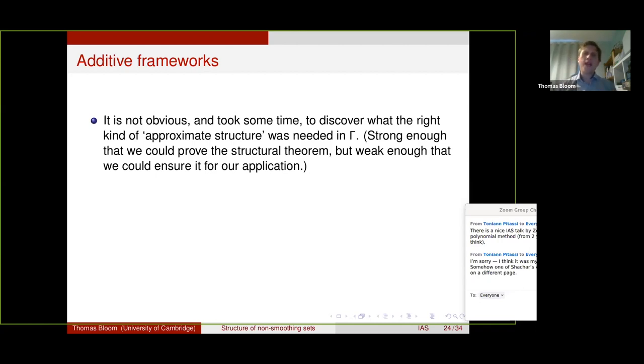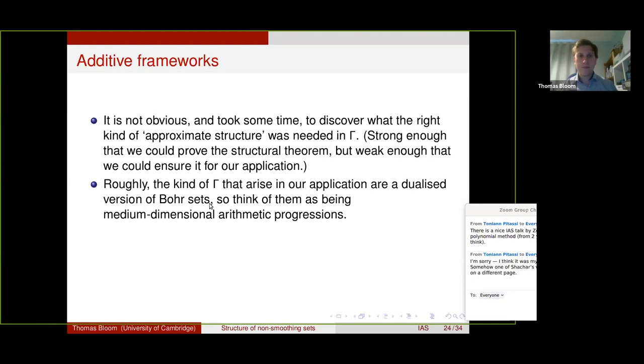And in particular, we needed something which was strong enough that we could actually use it to prove the structural theorem, but weak enough that we can ensure it for our application, right? So the kinds of gammas that arise in our proof of Roth's theorem, we need to be able to prove this kind of approximate structure for them. So there's a balancing act to be done there. Now, the kinds of gammas that arise are basically dual versions of Bohr sets. So think of them as arithmetic progressions, or medium dimensional balls around the origin.